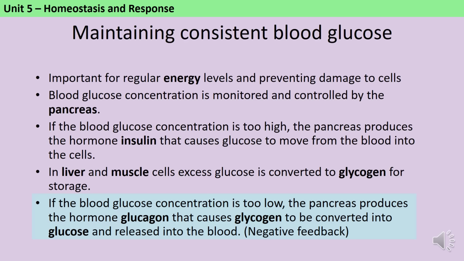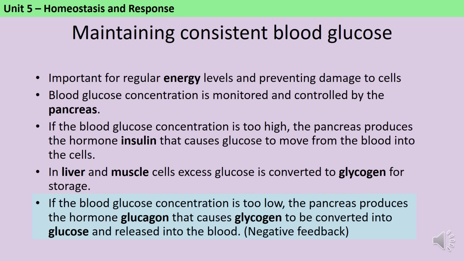It's really important that your blood glucose levels remain more or less constant, both because you need a regular supply of energy and also because if they fluctuate too much, it can cause damage to your cells. Your pancreas is responsible for both monitoring and controlling the level of sugar in the blood, and it does this by using 2 hormones called insulin and glucagon. When the blood glucose level rises too high, the pancreas makes insulin, and this causes the permeability of your cells to increase so that sugar moves into the cells, particularly in the liver and the muscles. And here that excess glucose is converted into a large storage polymer called glycogen.